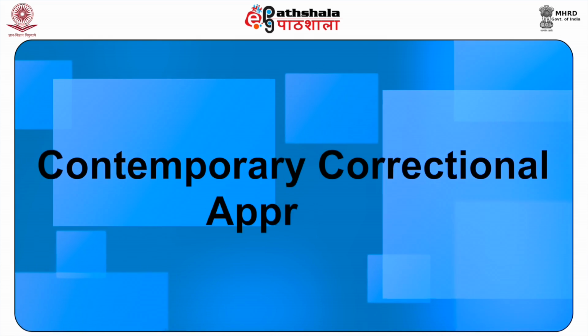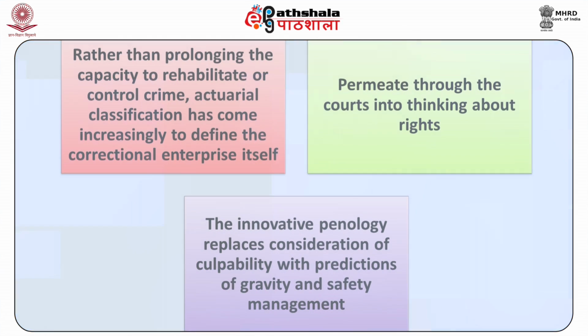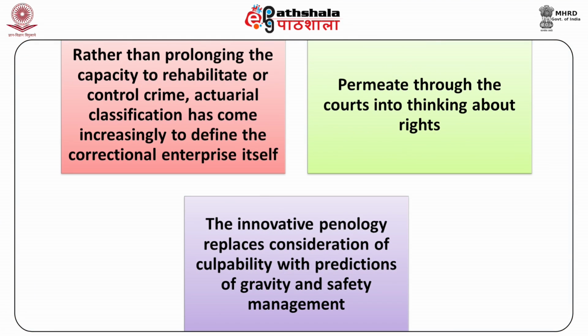Next is the contemporary correctional approach. Earlier generations used statistics to draw the responses of normatively defined groups to punishment, but today one talks of high-rate offenders, career criminals, and other categories defined by the distribution itself. Rather than simply prolonging the capacity of the system to rehabilitate or control crime, actuarial classification has increasingly come to define the correctional enterprise itself.